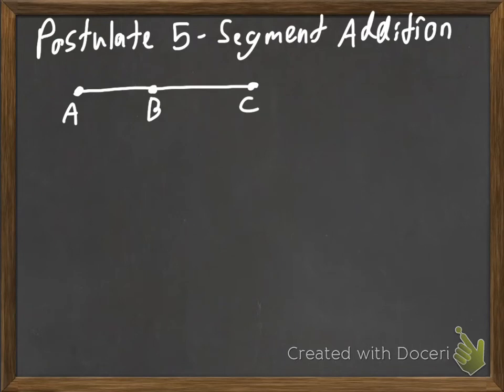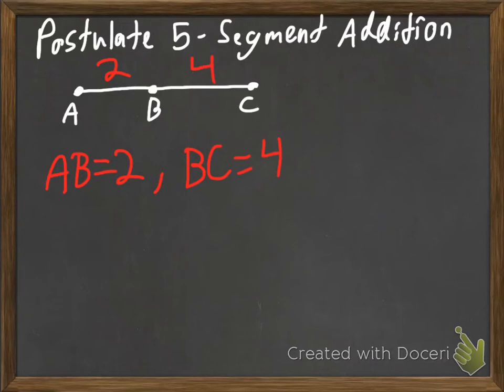One more postulate. Postulate 5. Segment addition. Now here I have a segment AB and a segment BC. Now I'm going to say that AB equals 2, and let's say that BC equals 4. So this is 2, this is 4. What does AC equal? I want you to think about that by pausing the video. Come up with your answer, but not just the numerical answer. Come up with why that works.